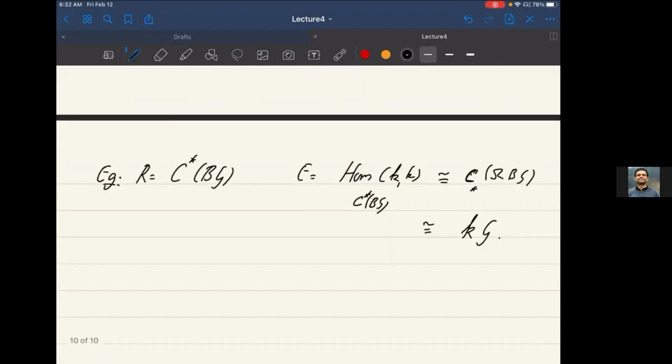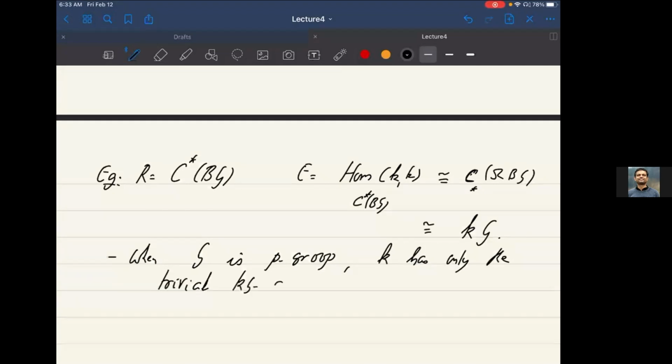So when G is a p-group, now in this case, when you're looking at the right module structures of G on K, you're looking at characters. And when G is a p-group, there are no characters. So this is why K has only the trivial module structure. So that's what I alluded to when I said it's an orientability issue.